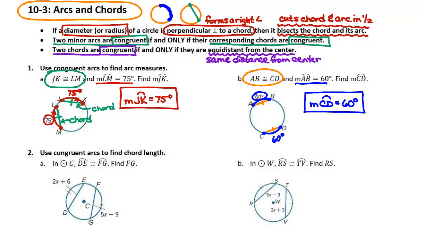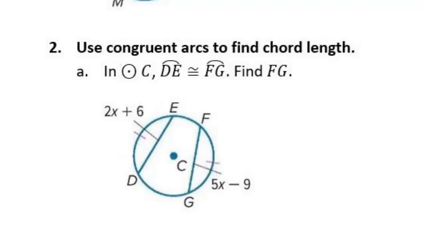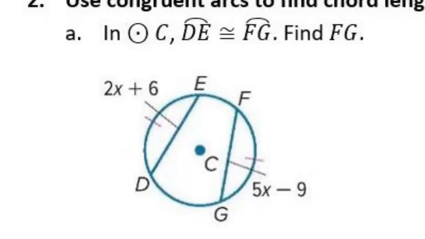Nice work. So if the chords are congruent, then the arcs are congruent. If the arcs are congruent, then the chords are congruent. Let's look down at number 2, part A.